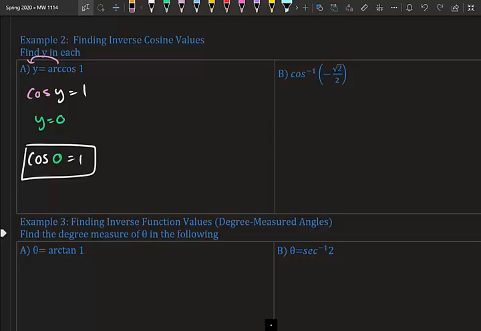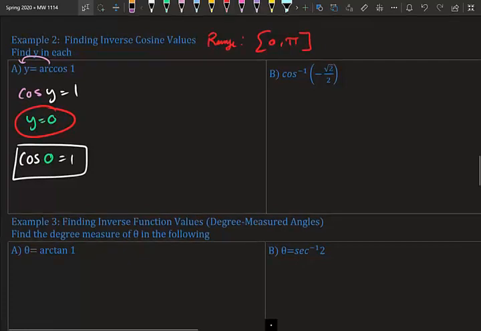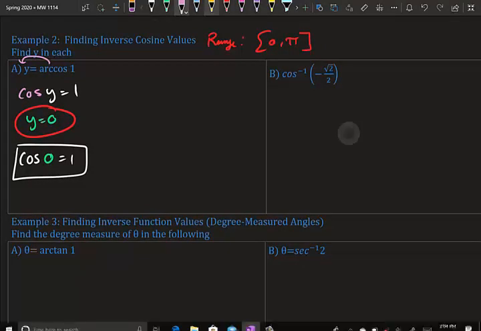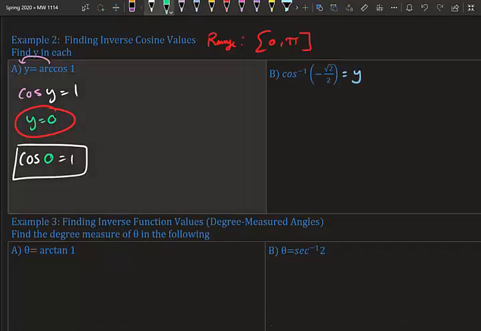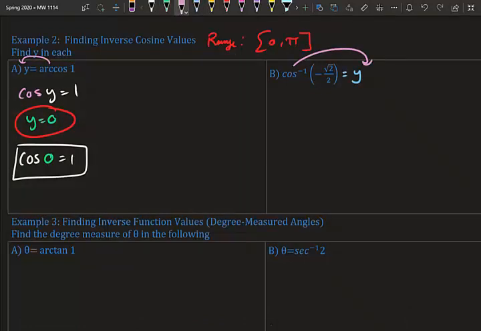And let's remember for cosine that our range is 0 to pi. So whatever y we're finding, it should fit in that range, and it does. Alright, let's go ahead and, oh, I forgot the y part. There we go. Let's go ahead, as we say, move it over. So we have negative square root of 2 over 2 equals cosine y.